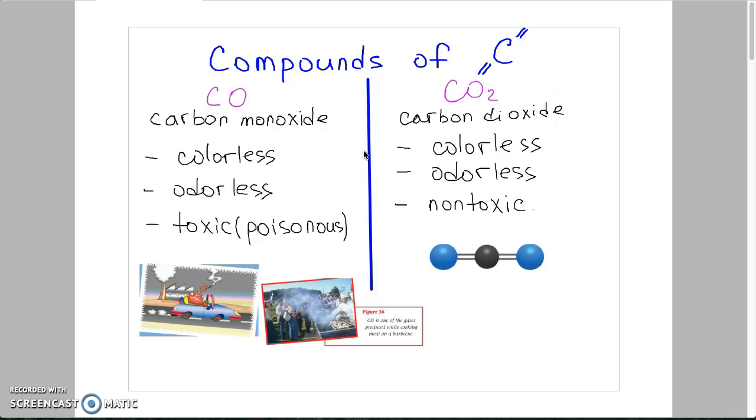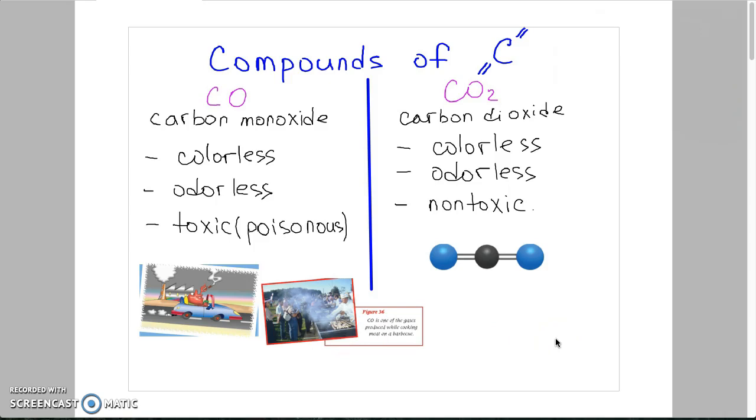It is a colorless, odorless and poisonous gas, or we can also call it toxic. The exhaust of motor cars and the combustion of fuels cause an increase in the concentration of carbon monoxide in air. Here you can see a funny picture where a car produces carbon monoxide. Carbon monoxide is also produced while cooking meat on a barbecue or making shashlik.